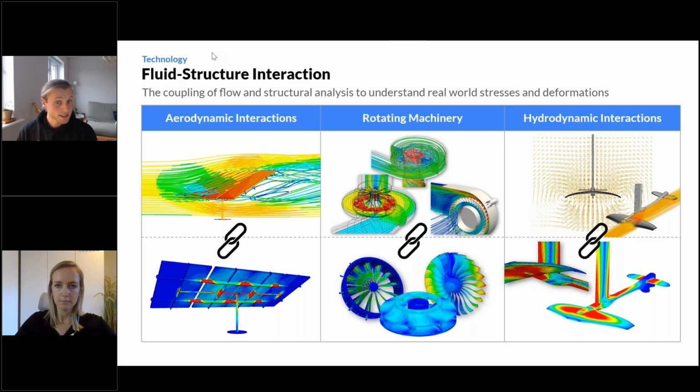The same applies to rotating machinery. We see a lot of use cases around running first the CFD analysis, then understanding, for example, blade deflections and expansions with the structural analysis coupled with rotating machinery. And finally, and what we're going to talk about today is actually hydrodynamic interactions. So very similar to aerodynamics, but we've got the hydrodynamic loads instead. And in this case, a hydrofoil run with first incompressible CFD analysis, and then looking at how those hydrodynamic pressures affect the structural response of the system as well.